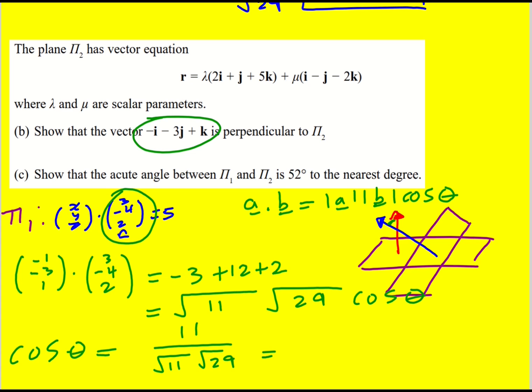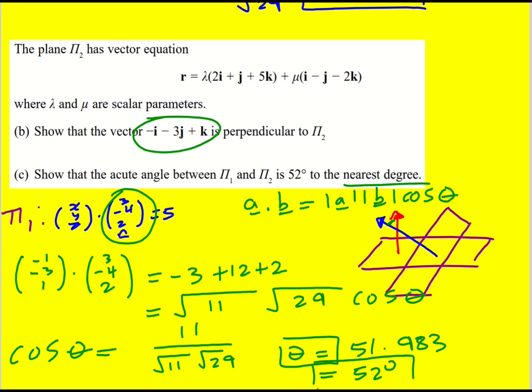Actually, I didn't write down what the decimal was when I did this question. I just went straight ahead and did inverse cos of all of that. And we get 51.983, which to the nearest degree is, of course, 52 degrees. You know you've done it right when you get that. So there we go, a few little aspects of vectors to deal with. Good job.